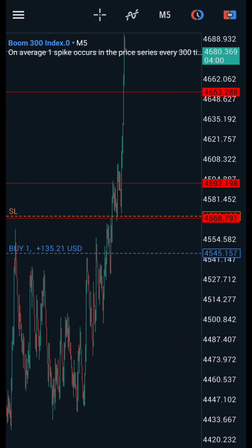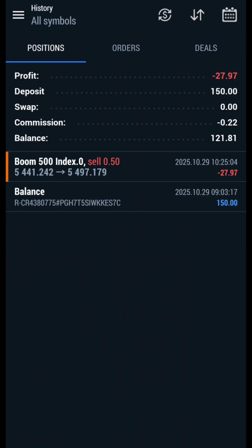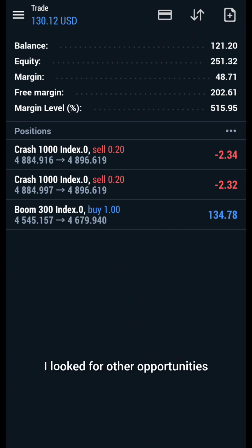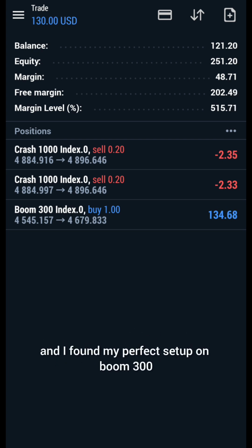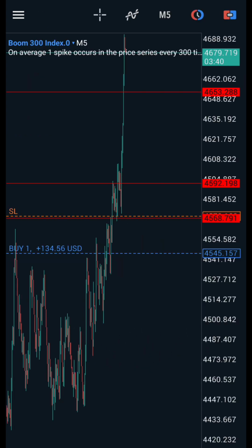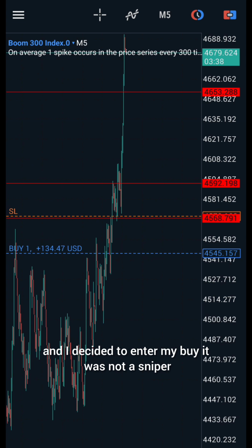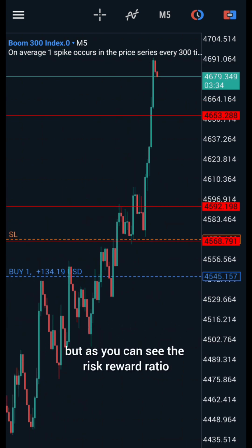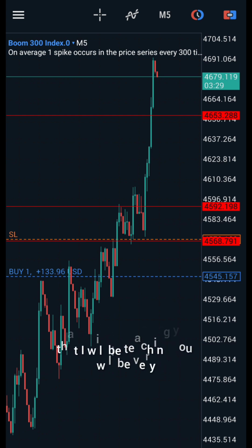So as you can see, this is a real account. Today I deposited and I entered Boom 500 and my stop loss was hit. So I looked for other opportunities and I found my perfect setup on Boom 300 and I decided to enter my buy. It was not a sniper, but as you can see, the risk reward ratio that I will be teaching you will be very good.